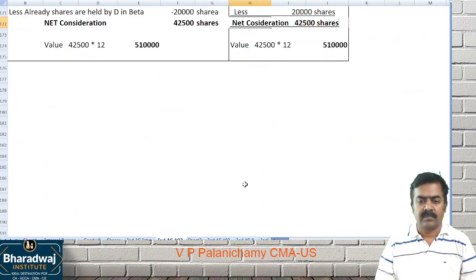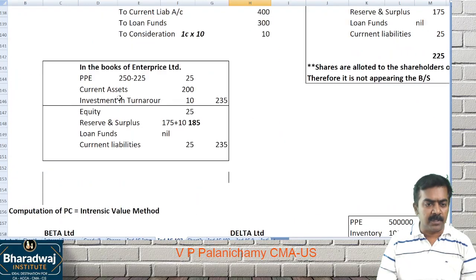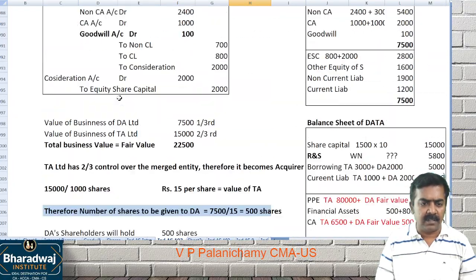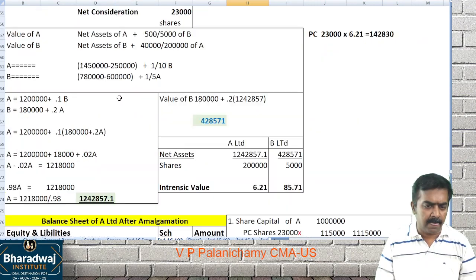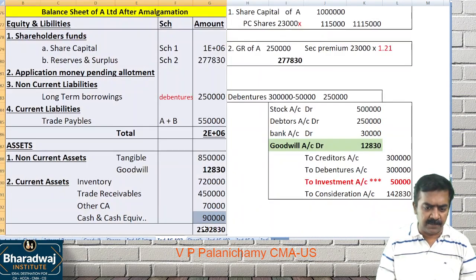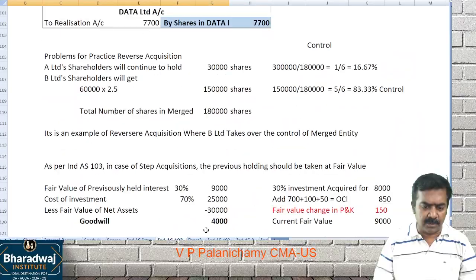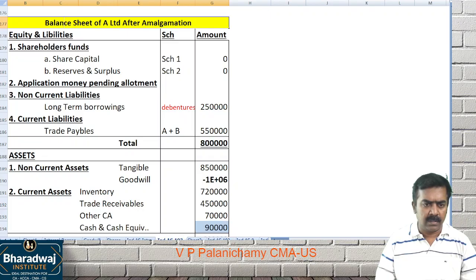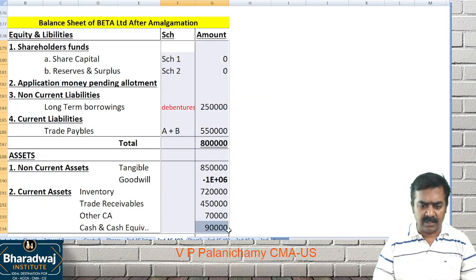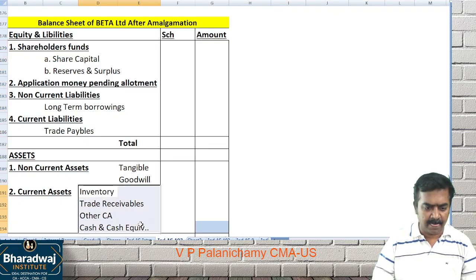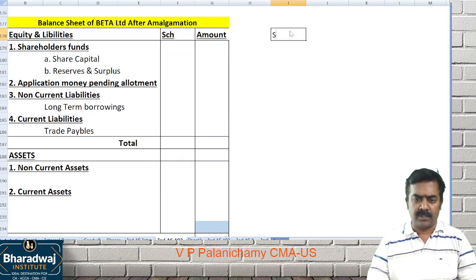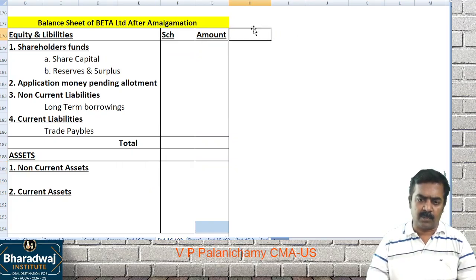Shall we? Next, we have to prepare which one? Balance sheet. Balance sheet of which company? Who's the purchaser? Balance sheet of purchasing company after the acquisition or amalgamation. Balance sheet of beta then. So for me, I cut copy paste that. I request you to take up the workings. Share capital, maybe working note 1.